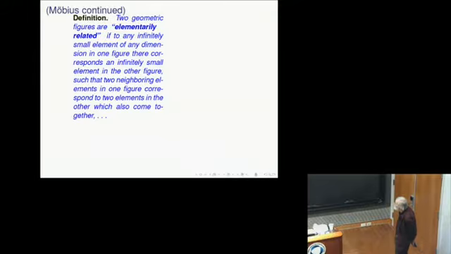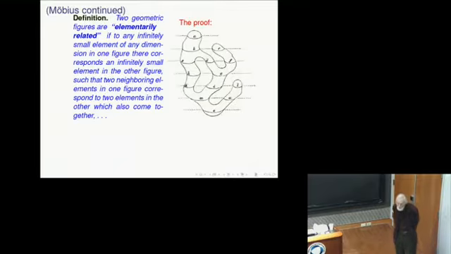So here's his definition. 2 geometric figures are elementarily related if, well, you can read it for yourself. It's hard to make precise sense of it, but I think the good translation into modern terms is that it means that they're C1 diffeomorphic. And now the proof is amazingly modern. He embedded the surface in, well, we assumed we had a surface in 3 space.